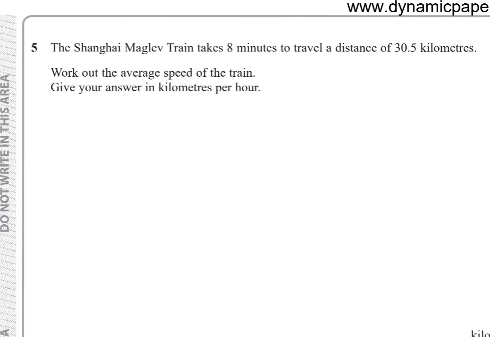Number 5, the Shanghai maglev train takes 8 minutes to travel a distance of 30.5 kilometers. Work out the average speed of the train. Give your answer in kilometers per hour. Average speed is total distance over total time. We have the distance 30.5 kilometers and the time 8 minutes. We need the time in hours because I need the speed in kilometers per hour. So convert 8 minutes to hours, divide by 60.